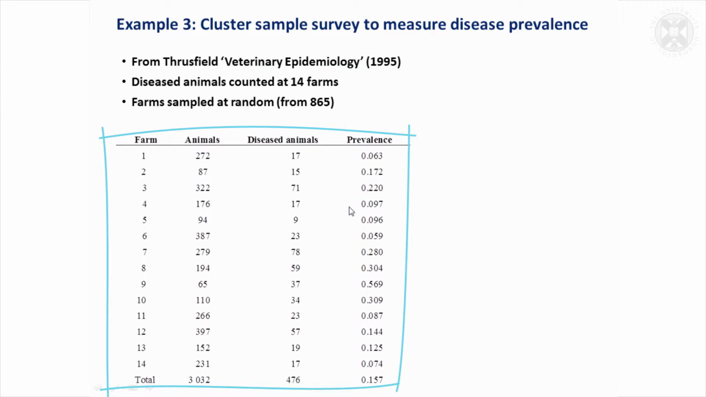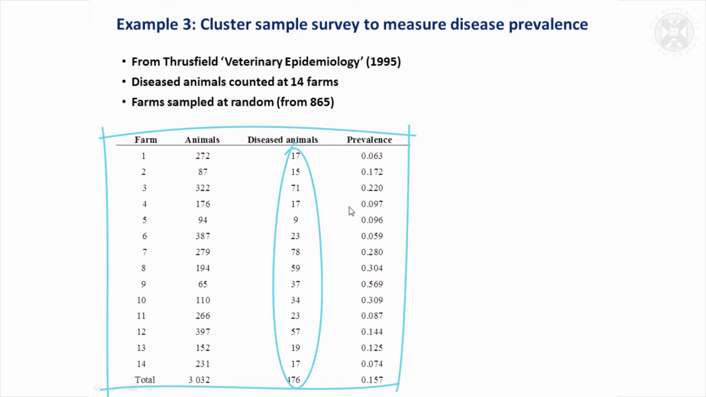They couldn't possibly look at all the farms. Apparently there were 865 farms, or indeed all the animals within the farms. So they took a sample at random. 14 farms were sampled at random, and some of the animals were sampled at random to be looked at as to whether they'd got the disease or not. And these are the actual numbers that have the disease at each of the farms.